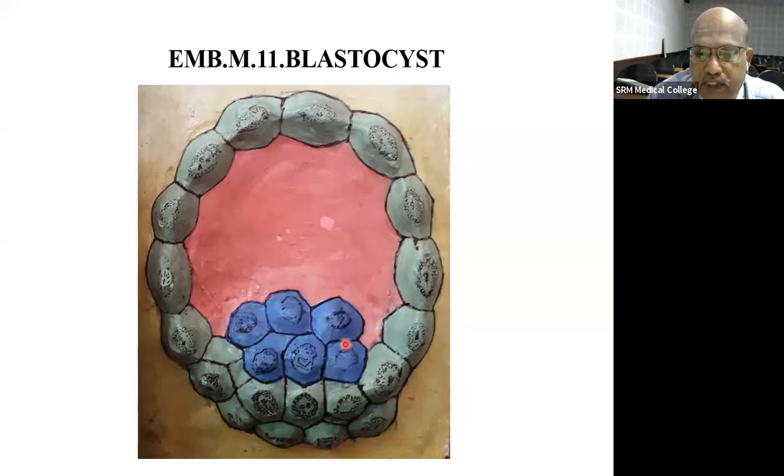So now this is the basic blastocyst, where we have the inner cell mass or embryoblast, and the outer cell mass or trophoblast. The outer cell mass, trophoblast, gives rise to the placenta. The inner cell mass gives rise to the embryo. So that much is enough in this.